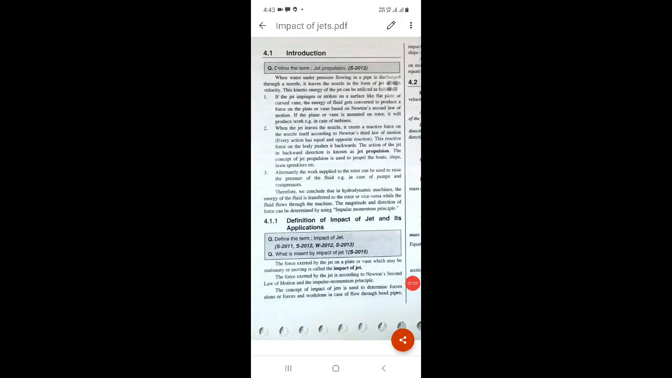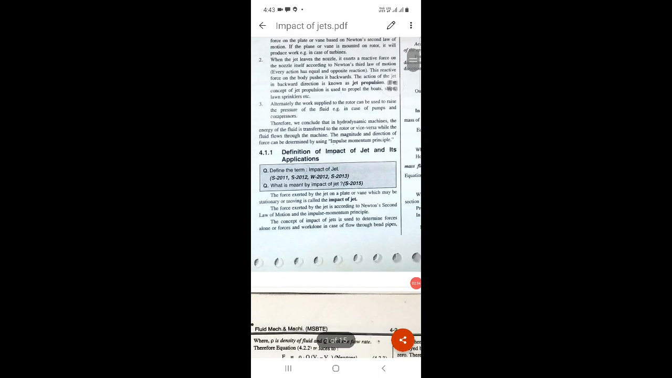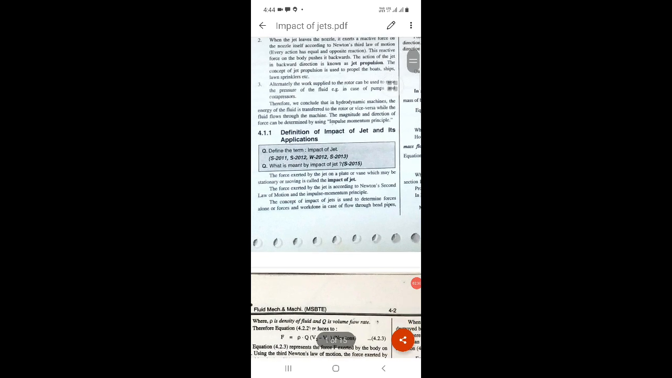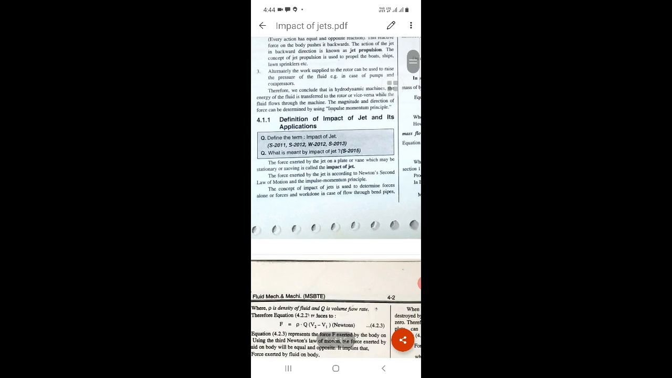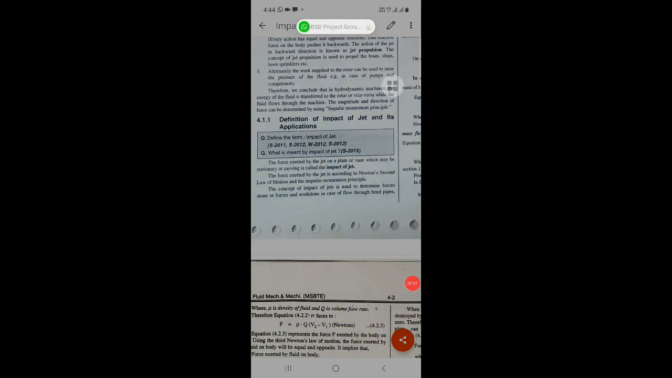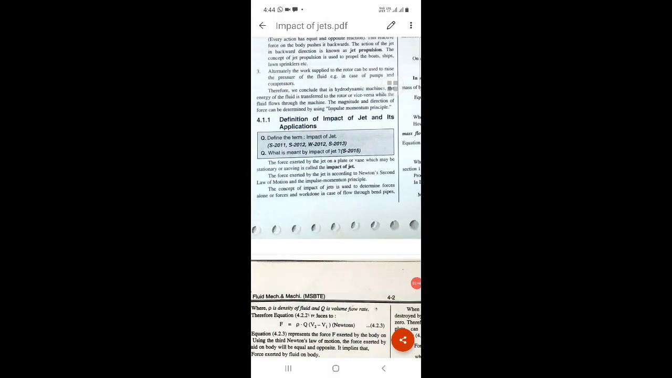Next, the definition of impact of jet. What is the impact of jet? The force exerted by a jet on a plate or vane, which may be stationary or moving, is called the impact of jet. Again I repeat, the force exerted by a jet on a plate or vane, which may be stationary or moving, is called the impact of jet.